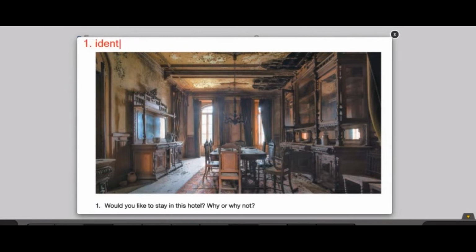First, identify, okay? I will be very explicit with the explanation. You are going to work in pairs. Yes? Pay attention. First, identify 5 problems in this room.